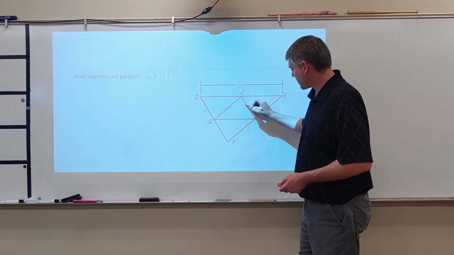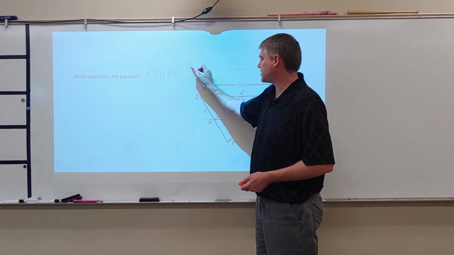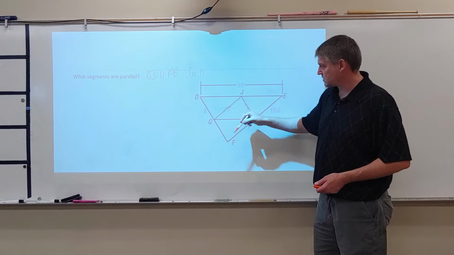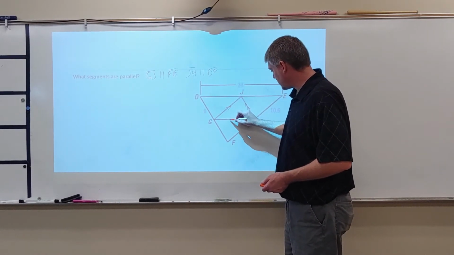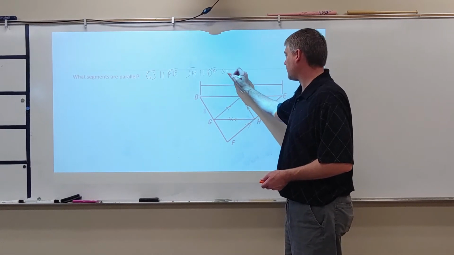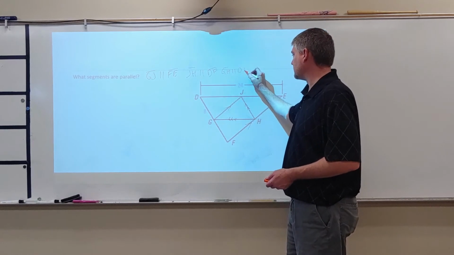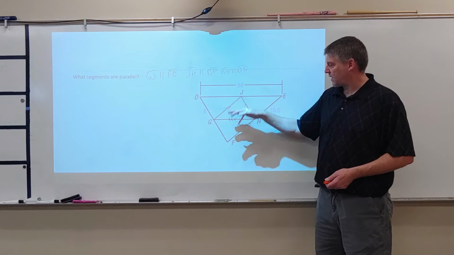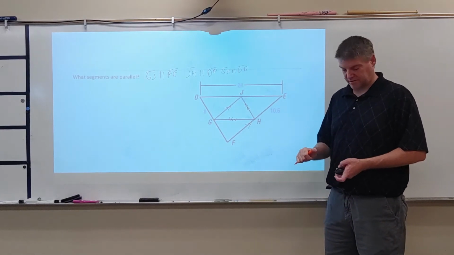And now we're going to look at JH. JH is parallel to which side? So it is DF. And my last one, GH, is parallel to DE. So we have all three of these are parallel. These three mid-segments are parallel to different parts of the triangle.